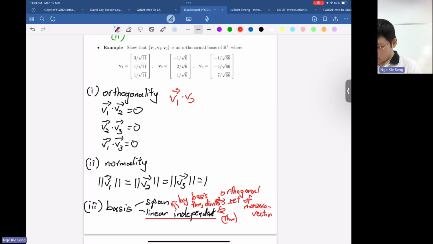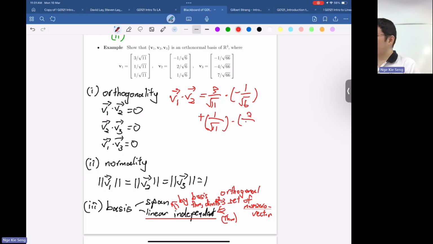So v1 dot v2, what do we get here? 3 over square root 11 dot. Almost by inspection you can see the answer, because the denominator is always the same no matter how you multiply. So you don't actually need to multiply it out. The main point here is the numerator. So 3 times minus 1 is minus 3, plus 2 plus 1 is 0. So you get 0.